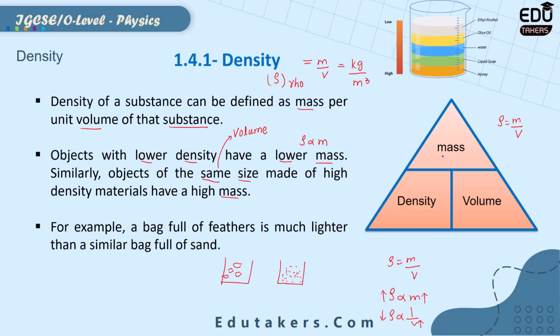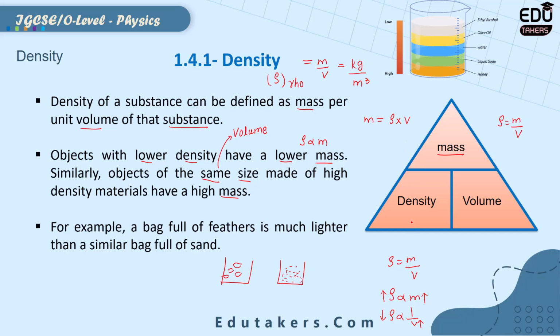If I have to calculate the mass, I need to make the mass the subject. So I can simply write here mass is equal to, as you can see the density and volume both of these are appearing at the bottom. So just multiply both of these, density multiplied by volume.